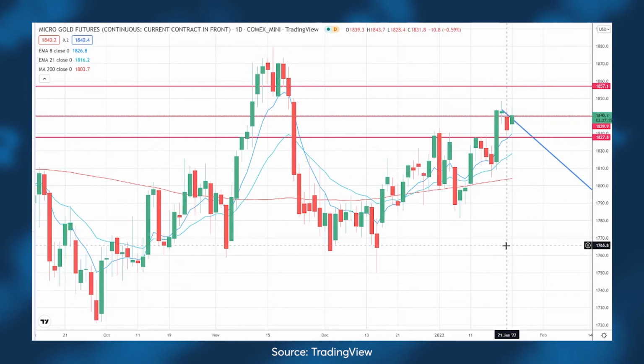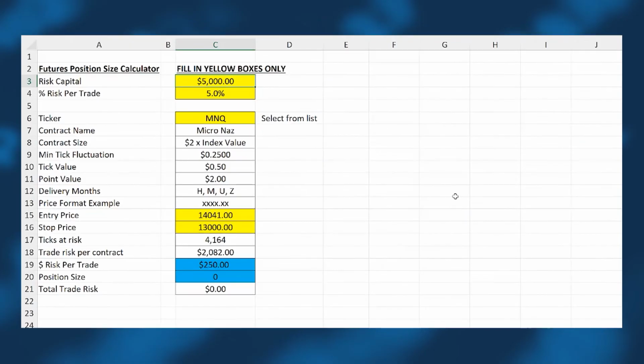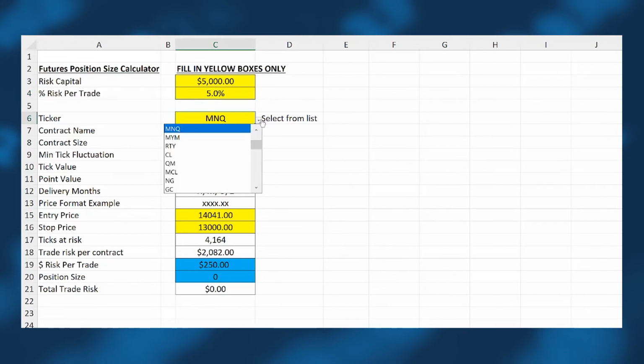My next question then needs to be position size. So here's my futures position size calculator again. In this particular example, I'm now working with a different account. Imagine this was a $5,000 account with 5% risk per trade, which means that my risk per trade is about $250. That's my tolerable level. So I'm going to go in here and I'm going to look for the micro gold contract.